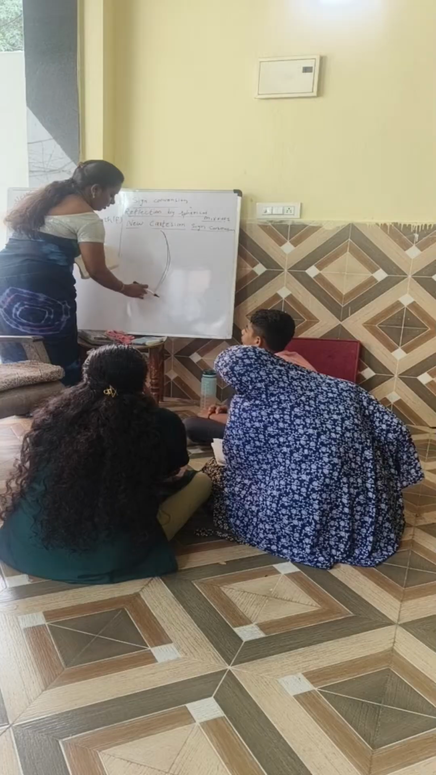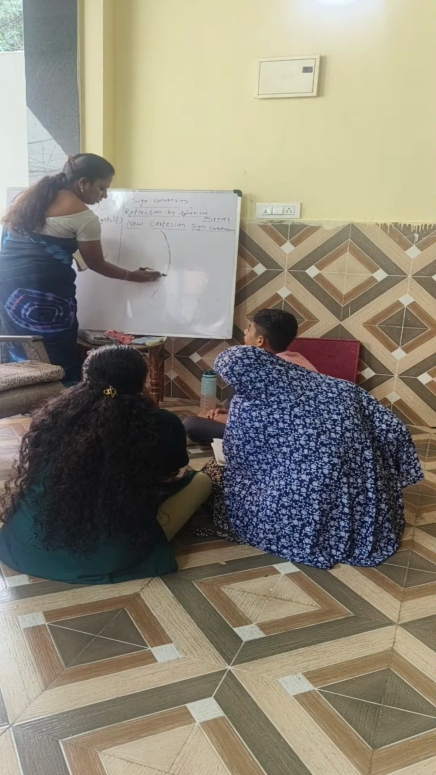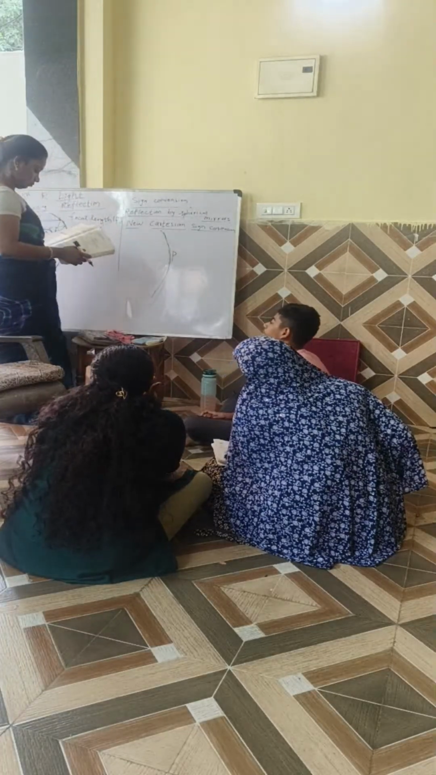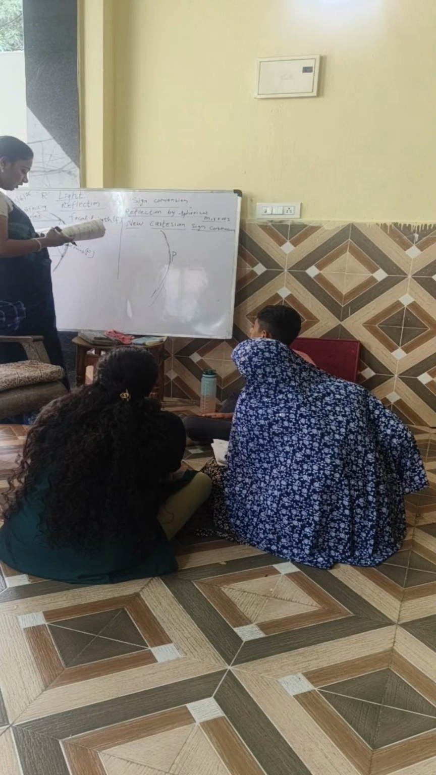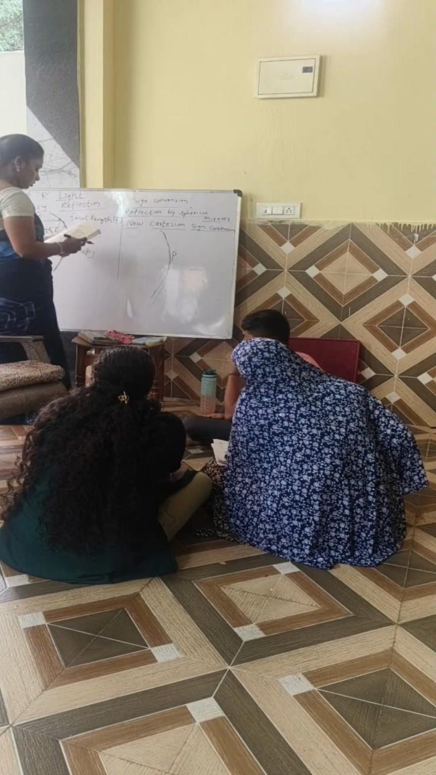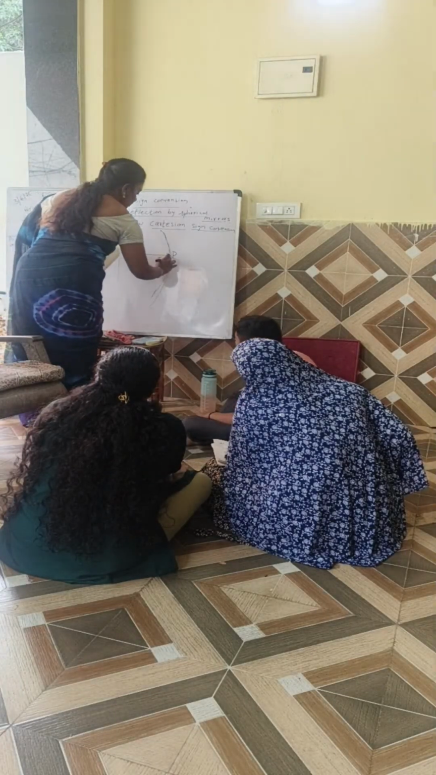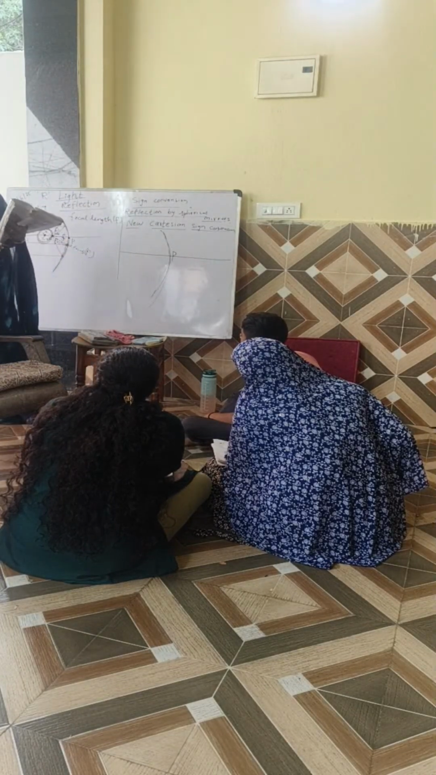This is a concave mirror. This is the origin. We take the P. What is P? Pole. The principal axis of the mirror is taken as the x-axis. What is the principal axis? A line passing through the center of curvature and the pole.